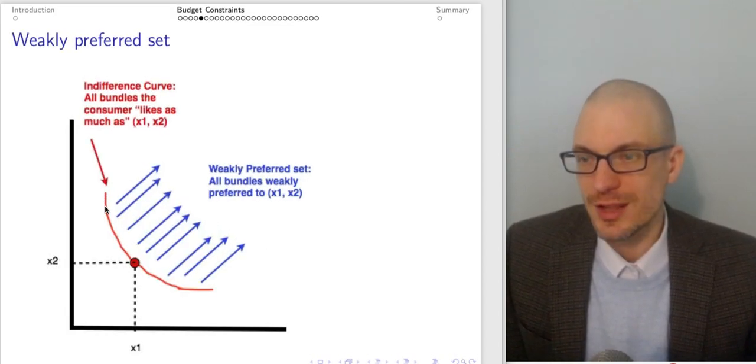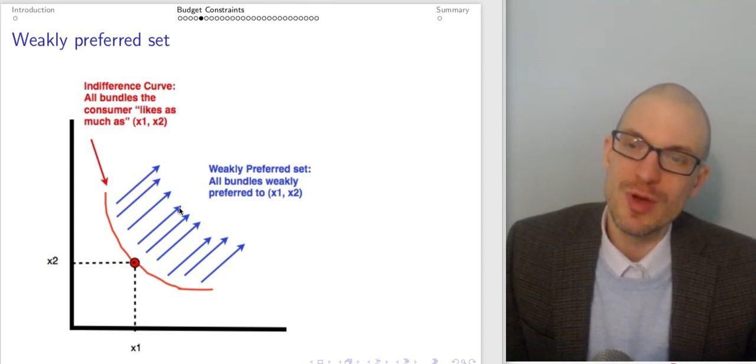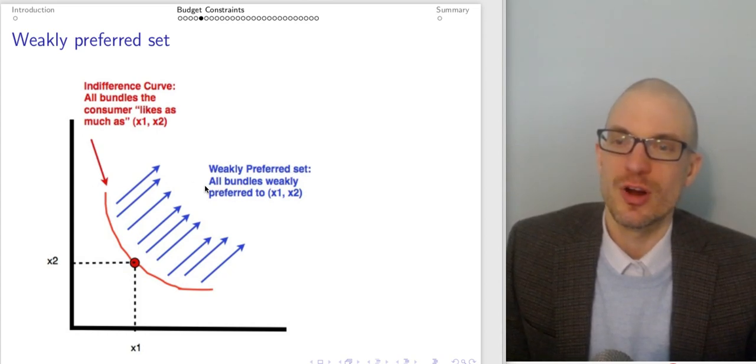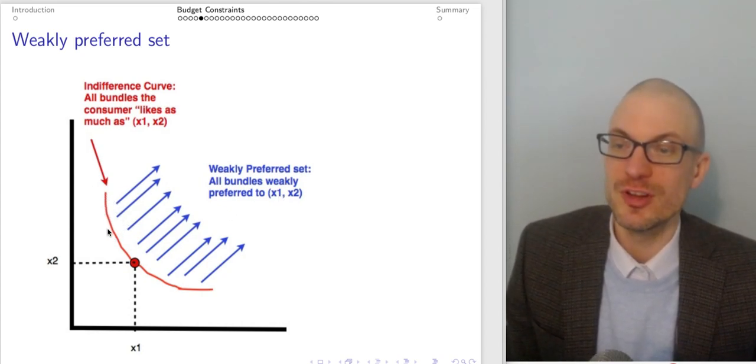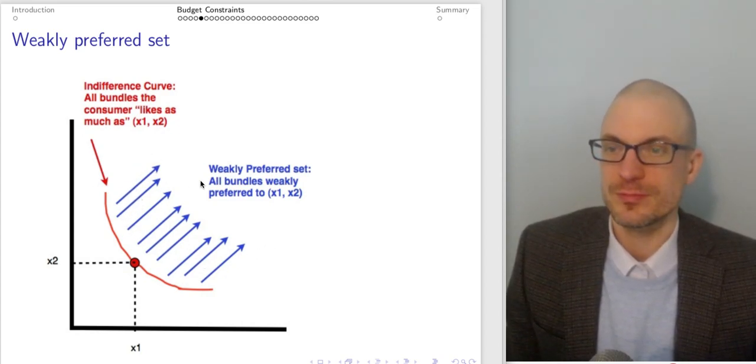So in red here, I've got the indifference curve. These are all the bundles that I like the same as this one right here. And then these blue arrows are going into the collection of all the bundles I like better. So I said weakly preferred bundles are all the bundles weakly preferred to x1, x2. I should have made these the same color because the weakly preferred set does include this line right here. The weakly preferred set is the indifference curve plus all higher indifference curves. You could think of more indifference curves going through these bundles. We'll see that in a second.